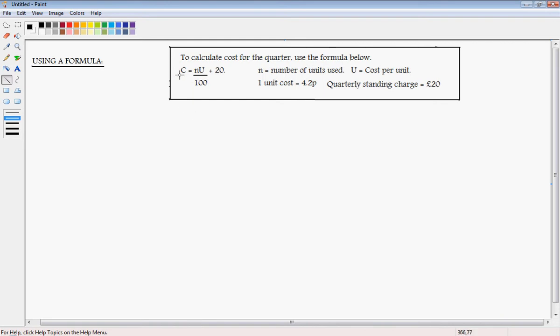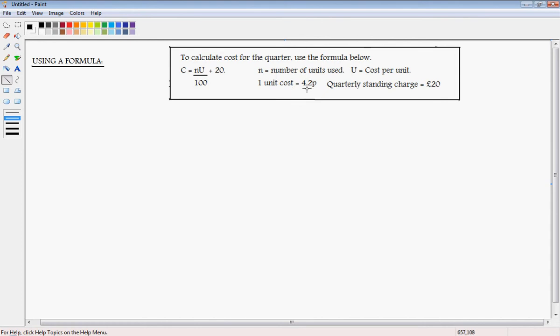Okay, so here we have an example. To calculate the cost for a quarter, use the formula below. Now this could be for gas or electricity or telephone, whatever. So the cost, which is C, equals NU divided by 100 plus 20. Now they tell us that N is the number of units used, U is the cost per unit.